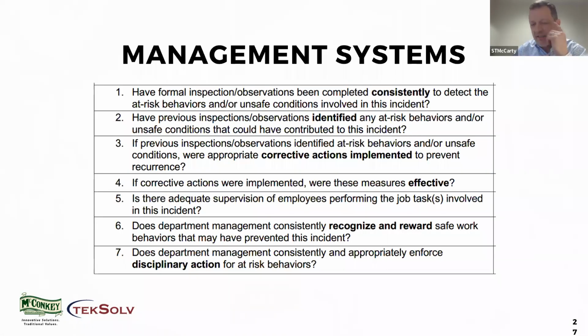And then finally, management systems. And by that, we mean we're looking at a few different things. Formal inspections and observations: have they been completed consistently to detect the type of at-risk behavior or unsafe condition that was involved in this incident? So are we doing any kind of inspection or observation to detect these kinds of issues?